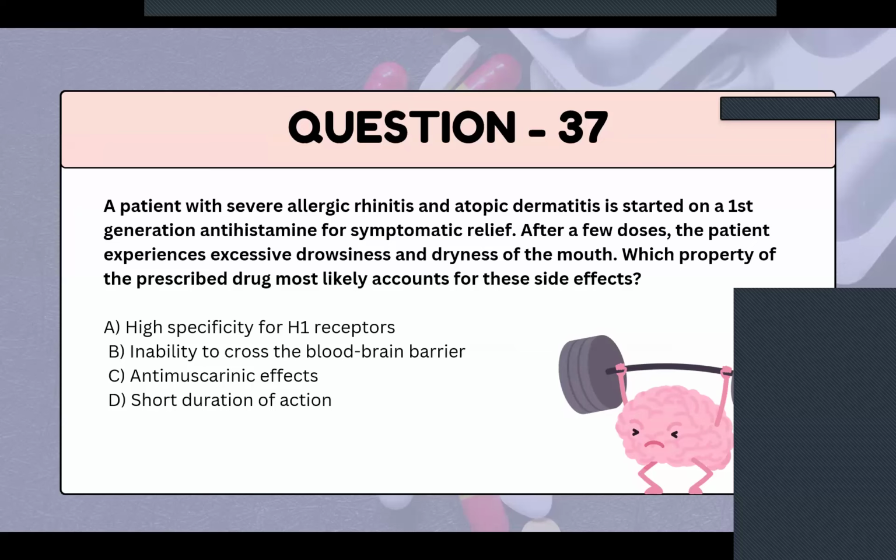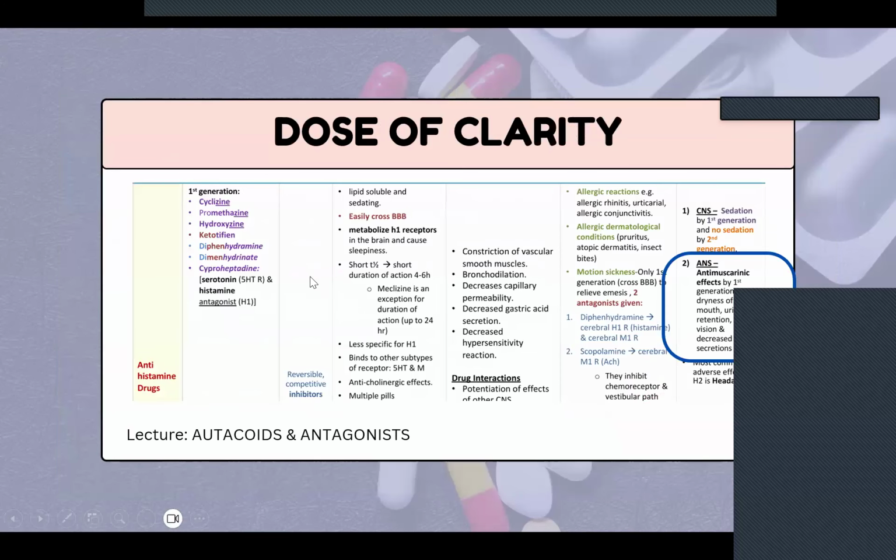Okay. So the correct answer is C. It is antimuscarinic effects, because first generation antihistamines like diphenhydramine can cross the blood-brain barrier. So inability to cross the blood-brain barrier can't be the correct option. And they cause sedation. And they have antimuscarinic or anticholinergic effects, which leads to dryness of mouth and other symptoms like urinary retention, blurred vision, etc.